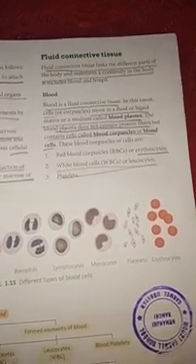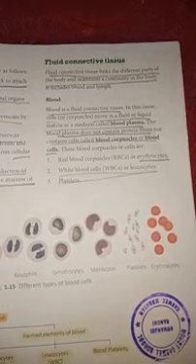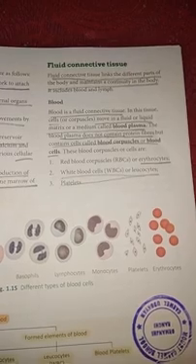There are basically three types of blood corpuscles: red blood corpuscles or erythrocytes, white blood cells or leukocytes, and platelets.